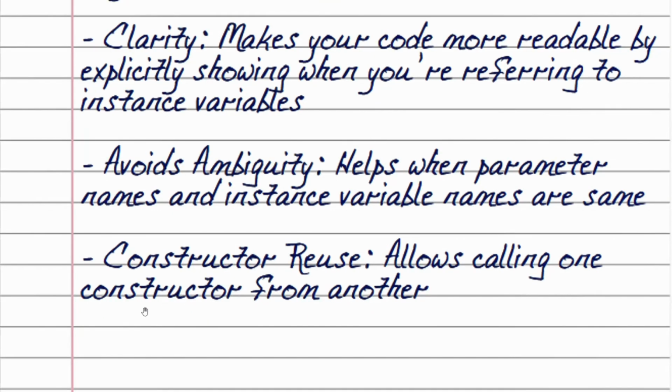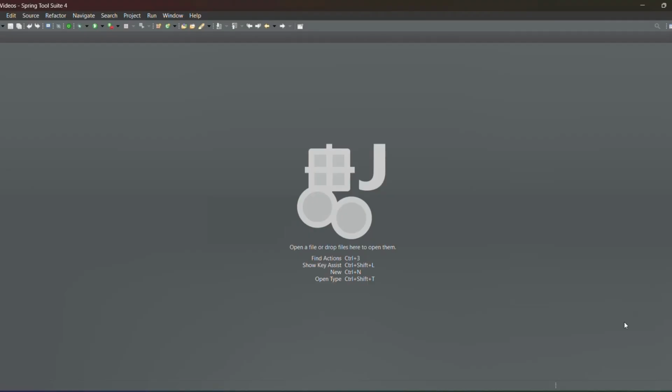So next is constructor reuse. It allows calling one constructor from another. So the this keyword is used to call a constructor from another constructor. Let's see the practical of the this keyword.